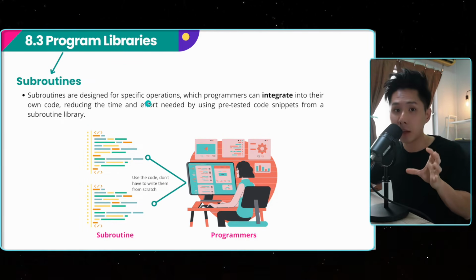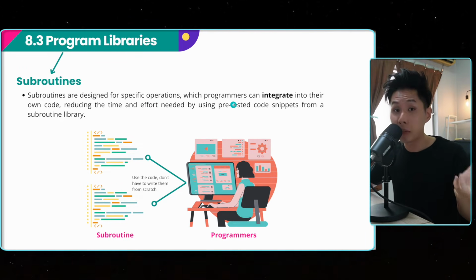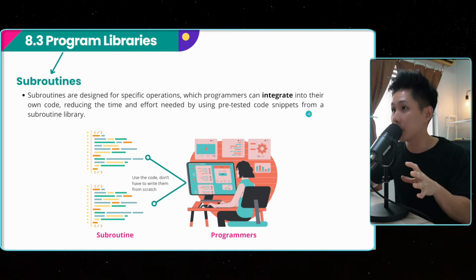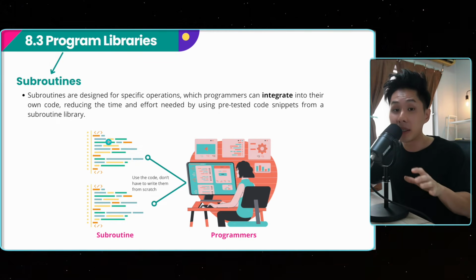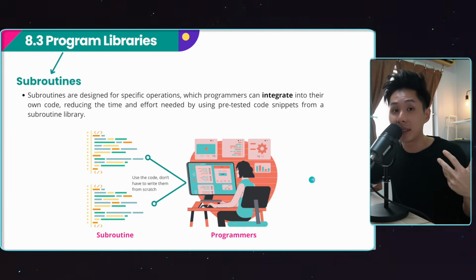They're designed for specific operations, written by some good programmer. If other programmers want to use it, they can integrate it into their own code, reducing the time and effort needed by using pre-tested code snippets from a subroutine library. Meaning this code has been tested to be functional, so they don't have to invent it from scratch again.